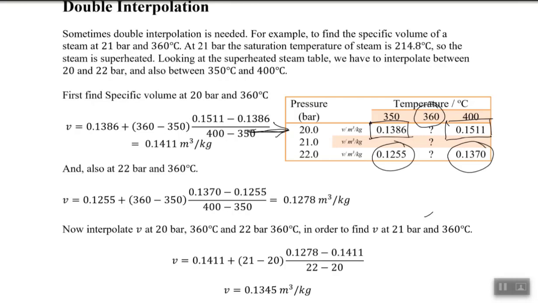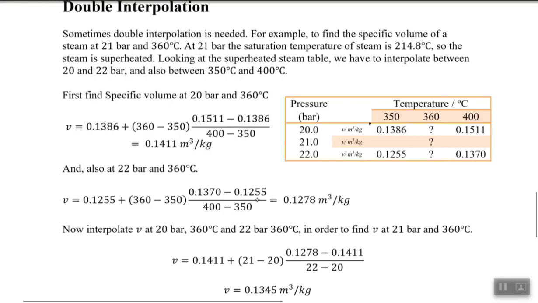So what does that mean? For interpolation, if you remember, we must have the two extreme values. What I'm saying is, if I need to find a volume at 360 degrees centigrade and 21 bar, I would need a volume known at this point and this point.